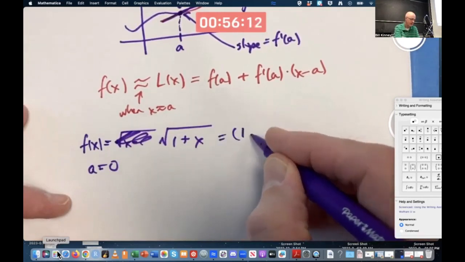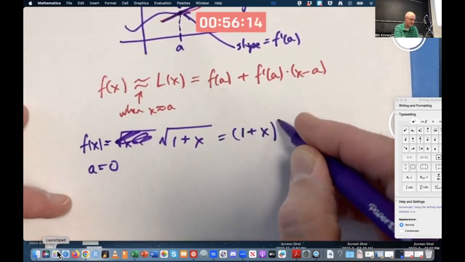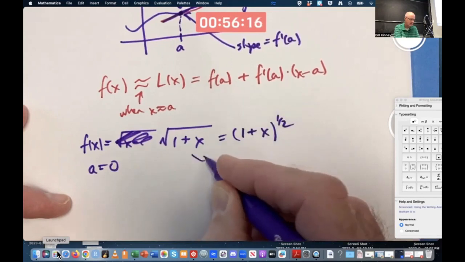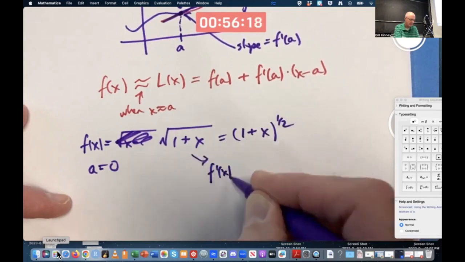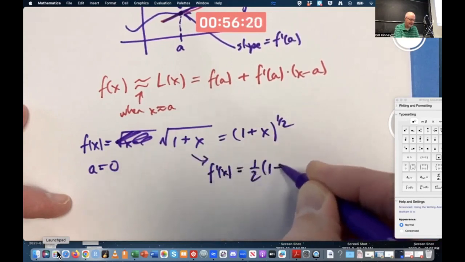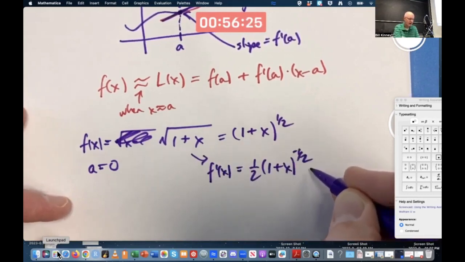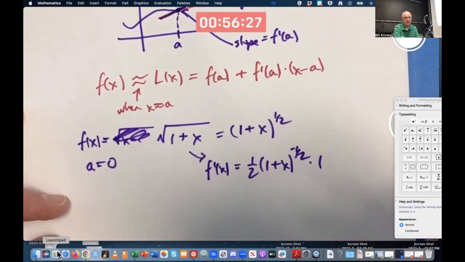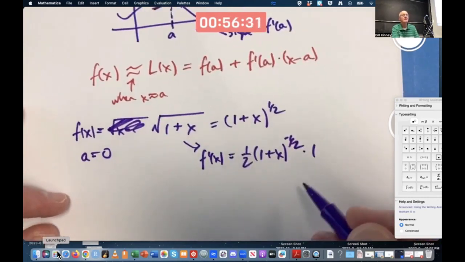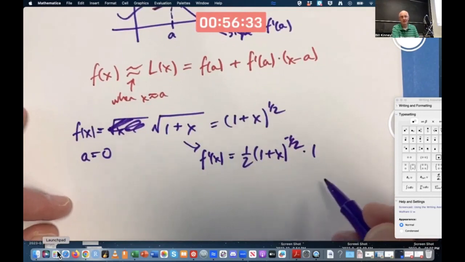F of x is square root of 1 plus x. That's the same as 1 plus x to the 1/2 power. So I need the derivative. I get 1/2 times 1 plus x to the negative 1/2 power. By the chain rule, I also multiply by 1, the derivative of 1 plus x, but that doesn't change anything, pun intended. So you don't have to write times 1.